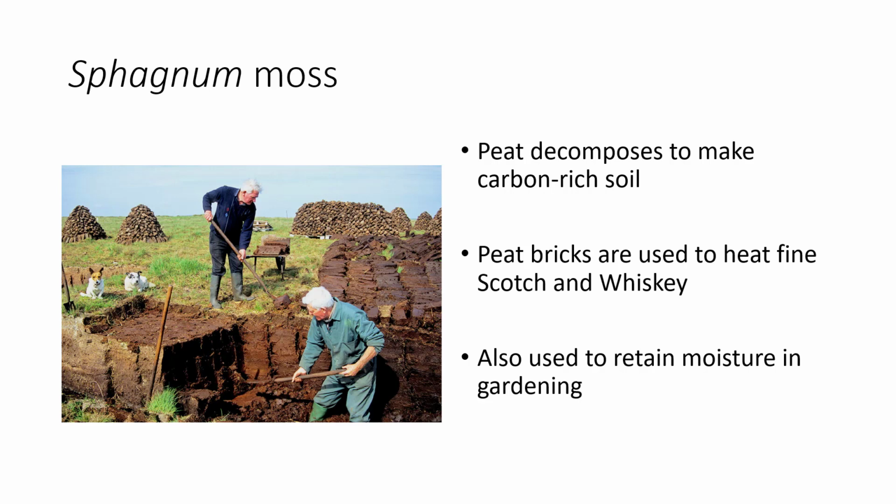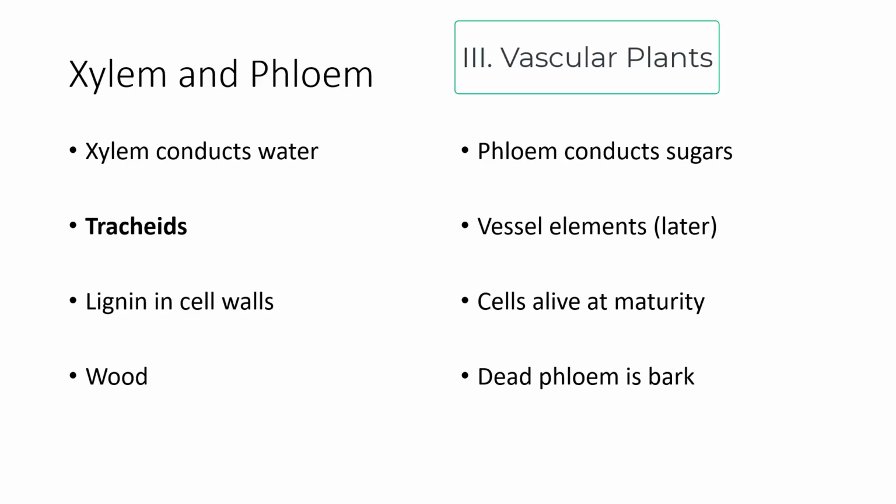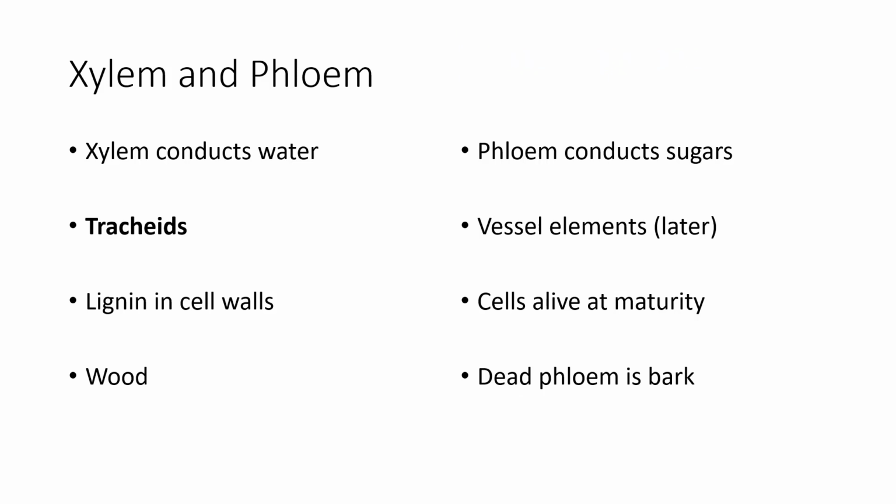Remember, a key adaptation of plants is the ability to retain moisture away from water. So you can see that being used by gardeners here in their soil. Later, water is going to give rise to vasculature. So let's look at vascular plants and what makes up vascular plants.